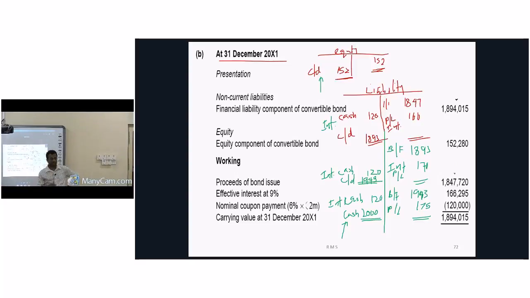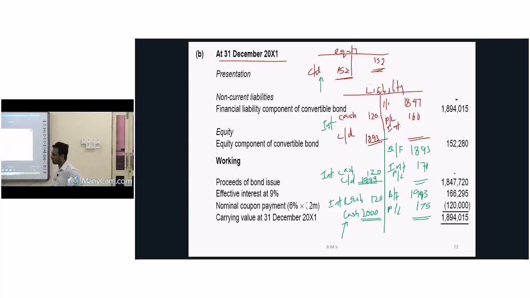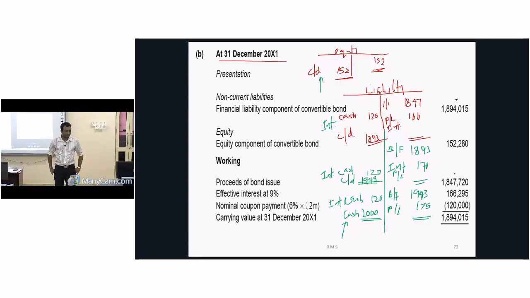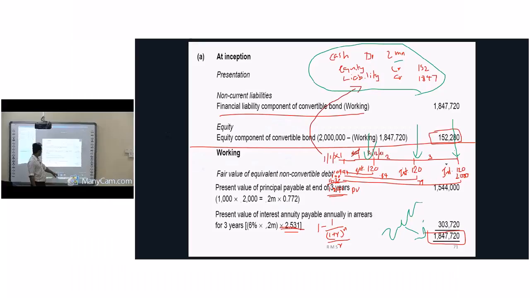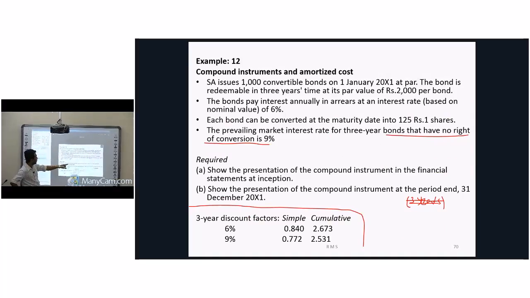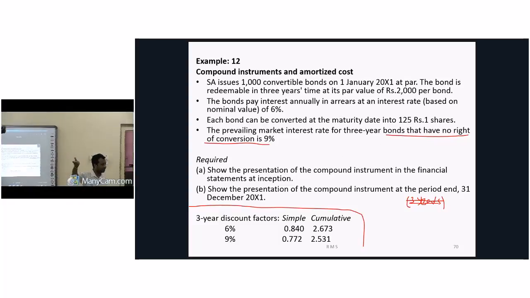Now, how to account for the liability part? At the beginning, it is done at the beginning. Now we can look at the financial liability and equity. At the beginning of the period, when we issue the bond, at the end of the year, what do we have to do? Financial liability will be put up again. It is classified as Part B of the question. Look at Part B: show the presentation of the compound instrument at the end of the period, 31st December X1. What do we do? A cash flow is paid, and we need to work out the interest component.